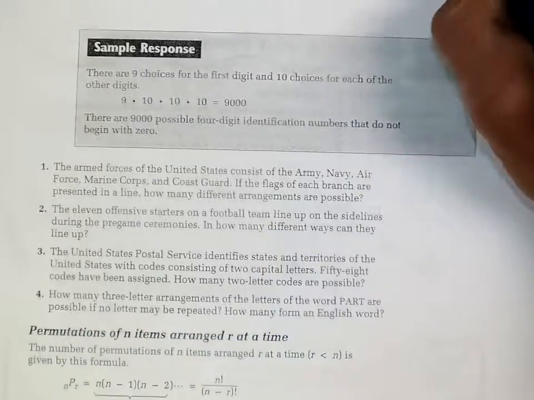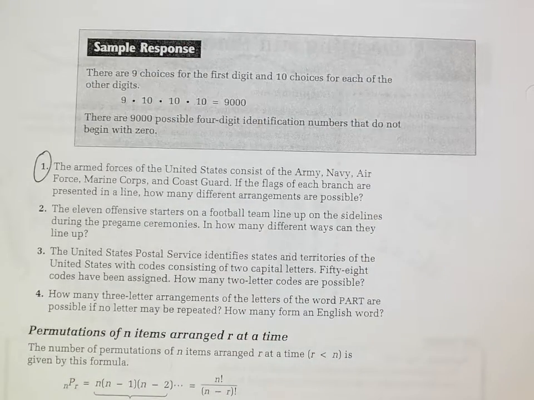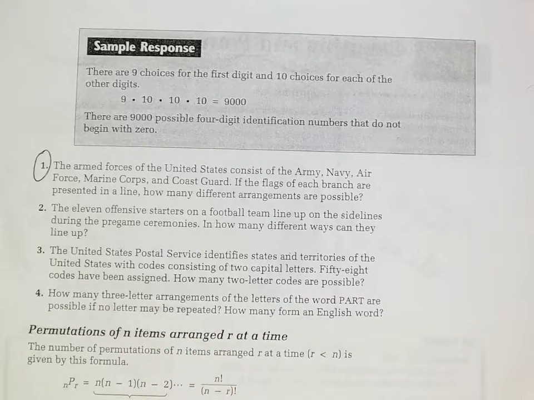So, example 1. Let's go and look at this. The armed forces of the United States consist of the Army, the Navy, the Air Force, the Marine Corps, and Coast Guard. If the flags of each branch are presented in line, how many different arrangements are possible? So now, can I repeat? Would it be fair to go Coast Guard, Coast Guard, Coast Guard, Coast Guard, Coast Guard? I mean, what do you think the Navy's going to say?